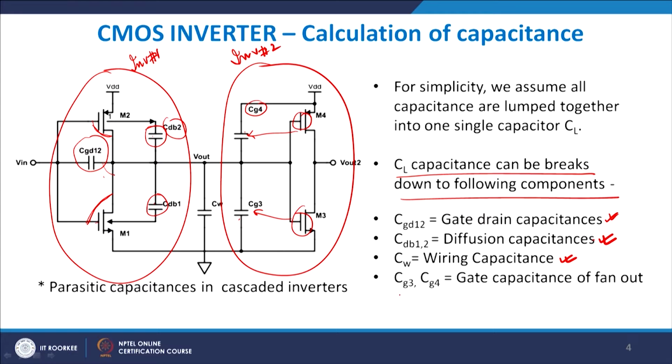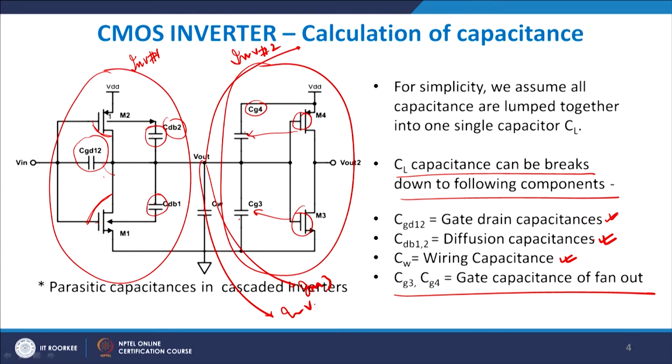You will have CG3 and 4, the gate capacitance of the fan out. So, this here is inverter 2, this is inverter 3 here, inverter 4 here. Then inverter 3 and 4 will have CG5, 6, CG7, 8, and so on and so forth, all will be added together to form the value of CL. So, CL consists of the previous stage diffusion and depletion capacitance, the next stage gate capacitance, plus the wiring capacitance. So, that takes care of approximately all the values of the inverter capacitances.